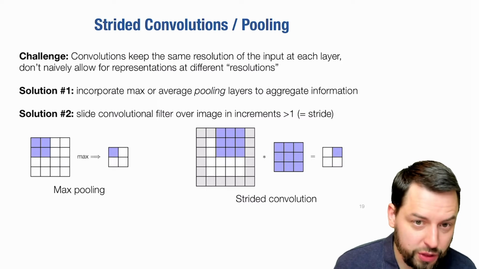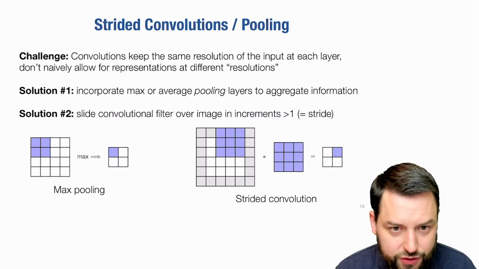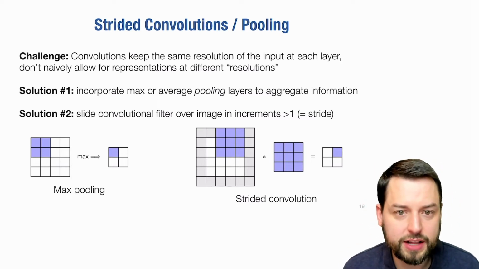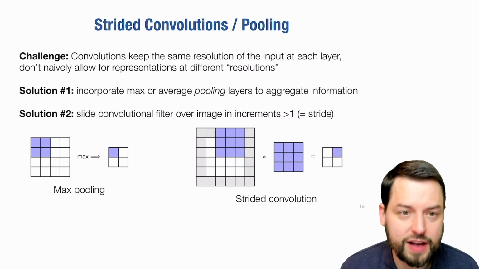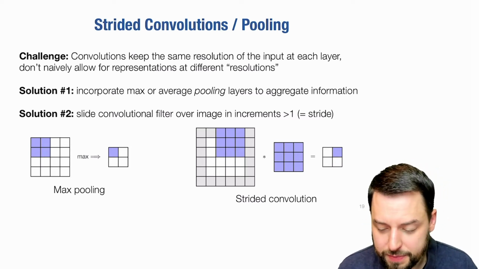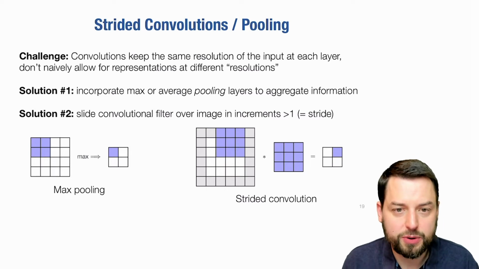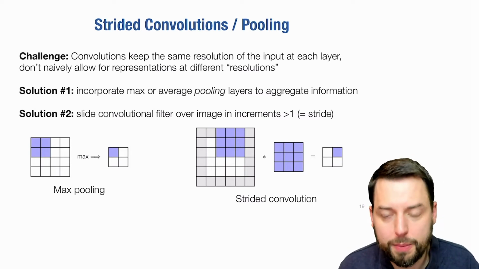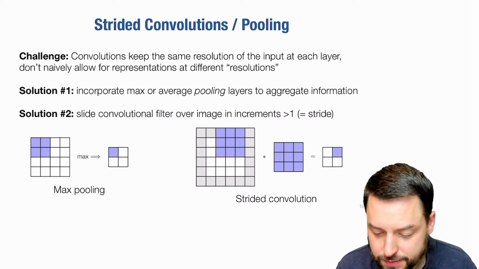You can also do average pooling. Average pooling would just be that you take the average of those four things and that becomes your next layer. Both of these are valid operations, and both max pooling and average pooling are very common operations that people use in practice.